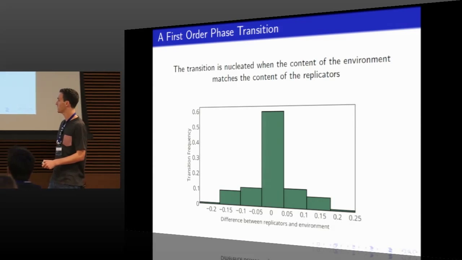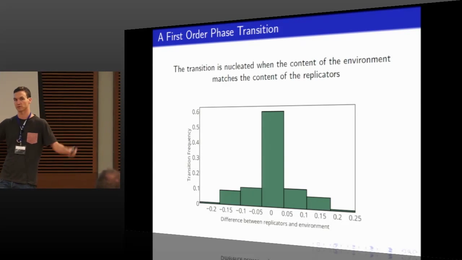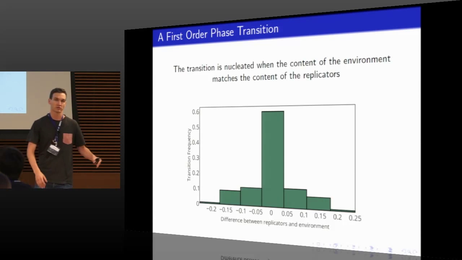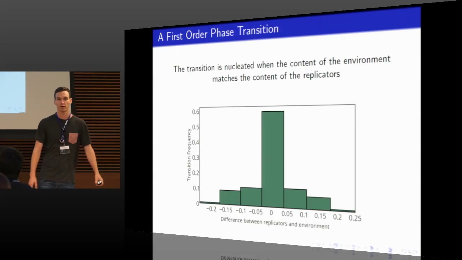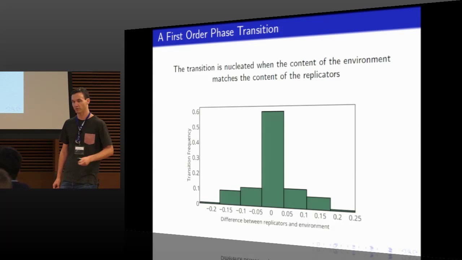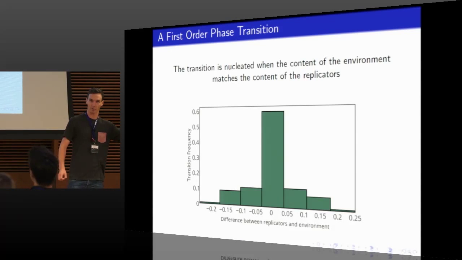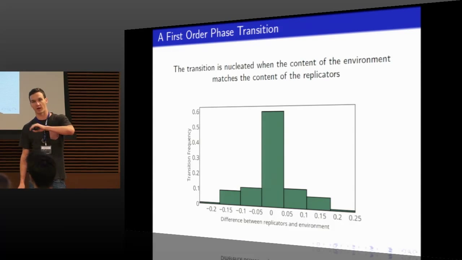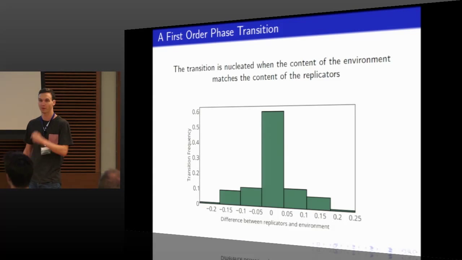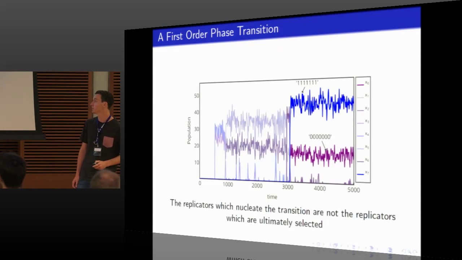So what this plot is showing is the relative difference between the composition of the environment and the free resources. And it's the frequency of the transition actually happening. So this is for 256 different runs, and I said, okay, when the transition happens, what was the relative difference between the number of ones over the total mass in replicators and the number of ones over the total mass in the environment? And you see that almost 60% of them happen when they exactly match, and then it's a pretty nice Gaussian centered around there.